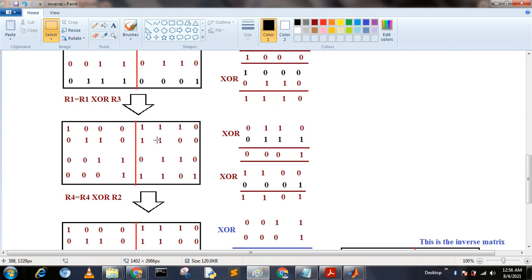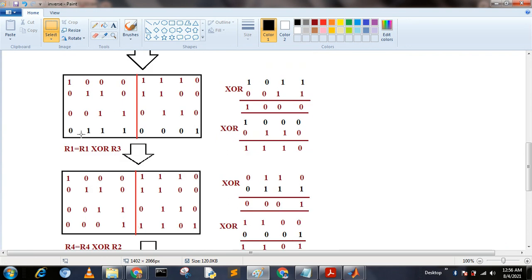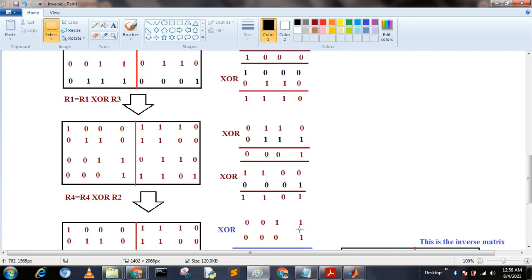Then we apply the fourth operation, that is R4 equal to R4 XOR R2. Then we select the R4 value and the R2 value. R2 is 0110, R4 is 0111. So applying the XOR operation, we get 1 0 0 0. Here we write 0 0 0 1. Again 1 1 1 0 is taken, and 0 0 0 1 has been taken. Then applying the XOR operation, we get 1 1 0 1.